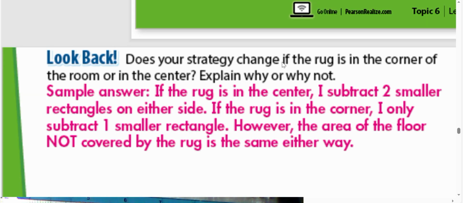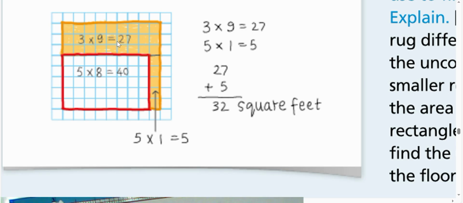Does your strategy change if the rug is in the corner of the room? Explain why not. We can write the answer as a product. If the rug is in the center, subtract two smaller rectangles on the other side. Second solution: you can find area 1, area 2, and find the difference. I only subtract one smaller rectangle, however the area of the floor not covered by the rug is the same. Another way, like this method: you can find 3 times 9, 27, subtract by the answer.